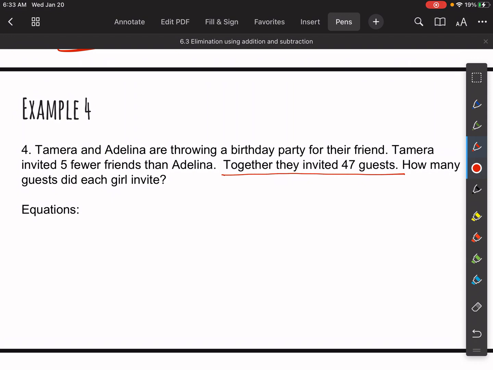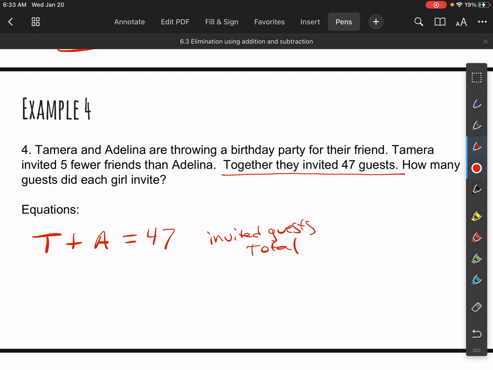Okay, so this is another example of a system. We can use t and a. So t plus a is equal to 47. This equation is all about the total invited guests, right? This is the total invited guest equation. Then let's modify it with how many each invited.